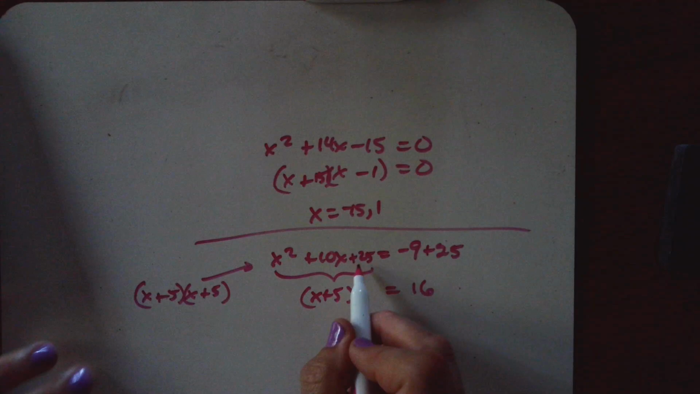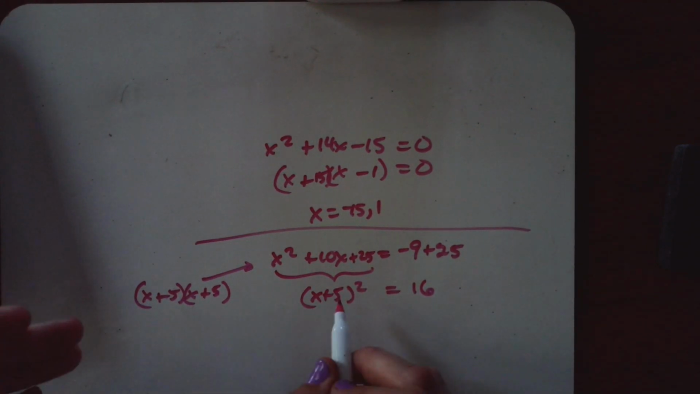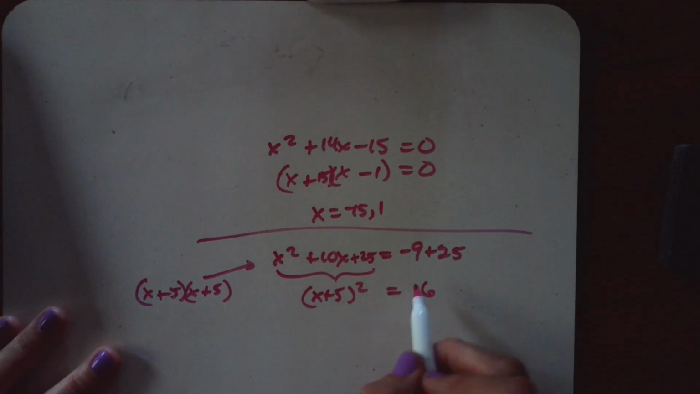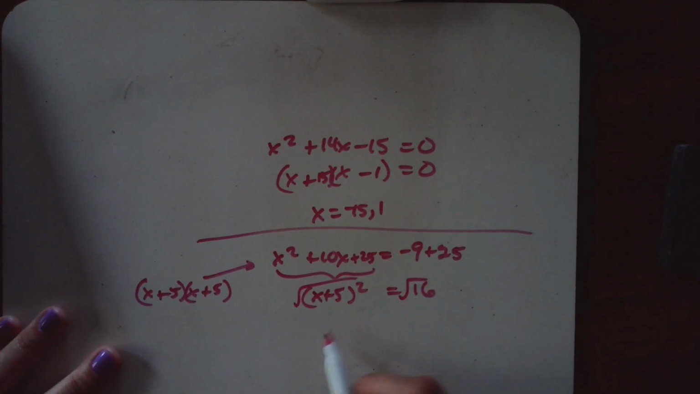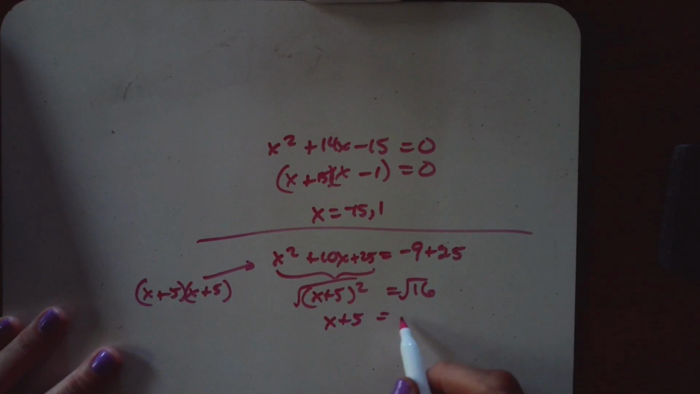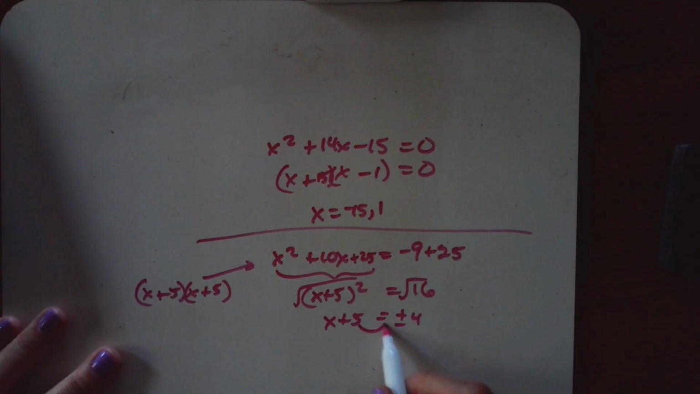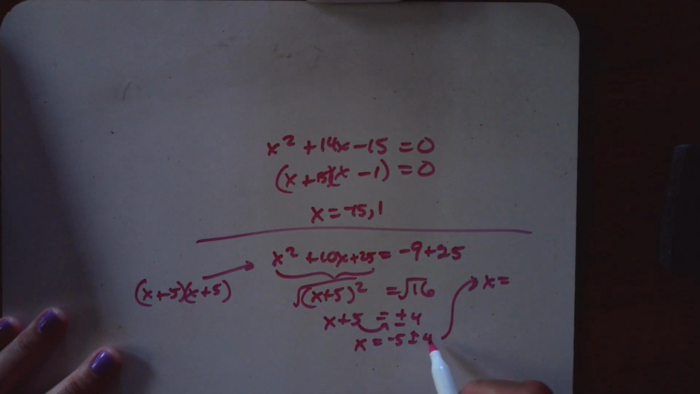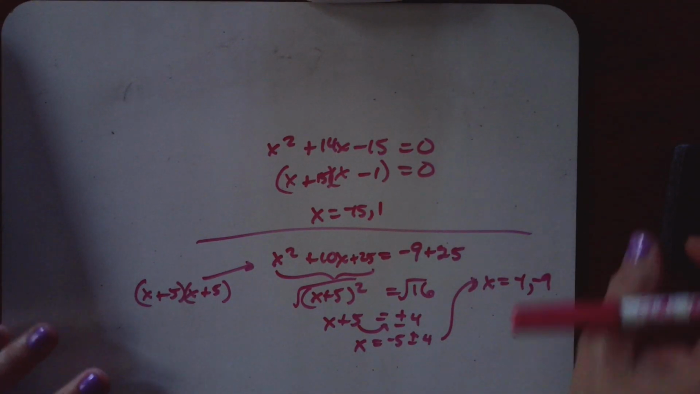So you created a square here. You completed the square. That's why it's called that. So you made a perfect square. So now that you have a perfect square and you clean this up, you can do the square root of both sides. X plus 5 pops out, and you get plus or minus 4. So you move that 5 over, you get negative 5 plus or minus 4, which leads you to negative 5 plus 4, which is negative 1. Negative 5 minus 4 is negative 9. There's your answers.